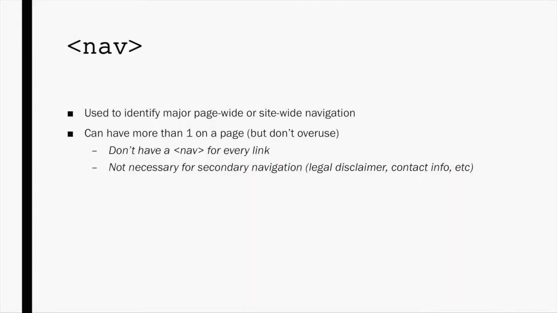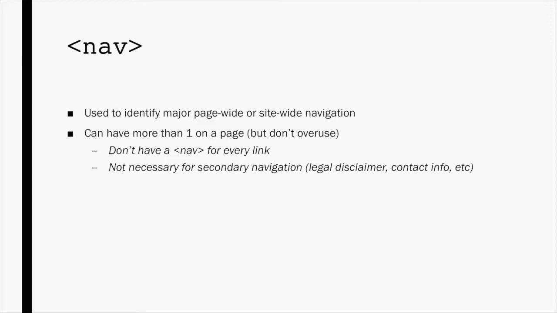Next you have nav. This is used to identify a major page-wide or site-wide navigation. If you recall from Unit 1 when you actually developed the list of links in the resources page, that was just a list of links. But this way, by using a nav tag and using the UL inside of a nav tag, you are telling the browsers and search engines that this specific set of links is a navigation for the page.